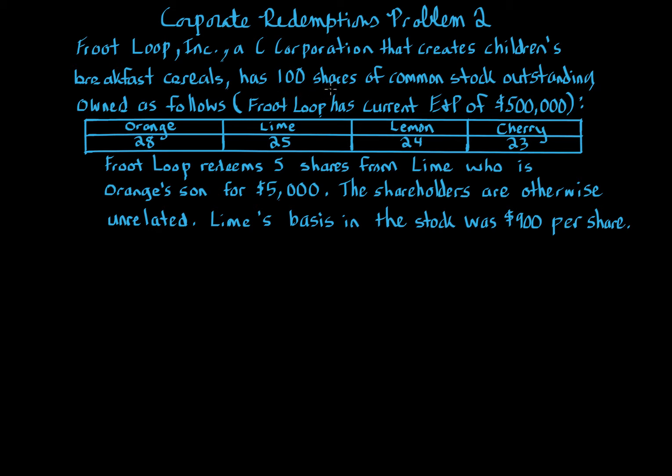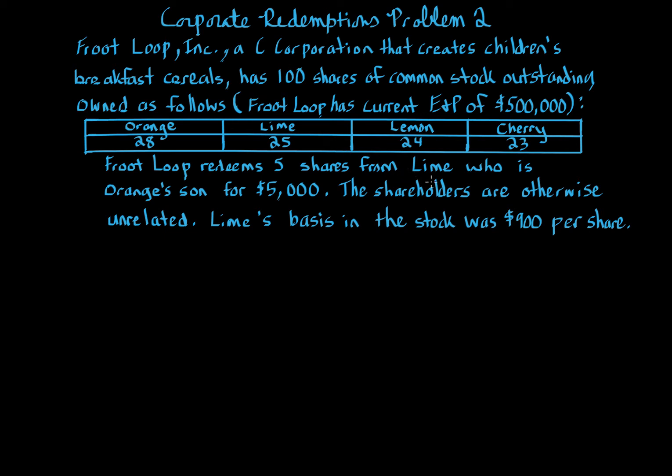There are 100 shares of common stock outstanding, owned as follows. Now, Fruit Loop has current E&P of $500,000. We have 4 shareholders: Orange, Lime, Lemon, and Cherry. That makes up all 100 shares. And by the way, this is the only type of stock. There's no preferred stock, and there are no different types of common stock. It's just normal voting common stock in this problem.